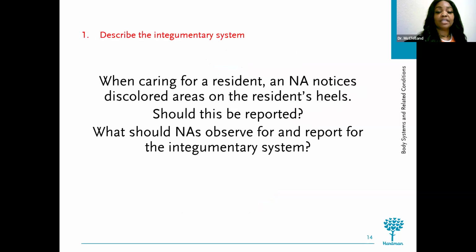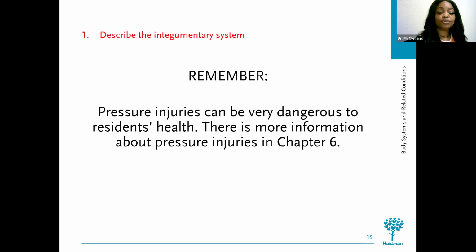When caring for a resident, a nurse aide notices discolored areas on the resident's heels. Should this be reported? Absolutely. What should nurse aides observe for and report for the integumentary system? That's what you're going to be learning about in this chapter. Pressure injuries can be very dangerous to residents' health, so there is more information about pressure injuries in chapter 6 when we get there.